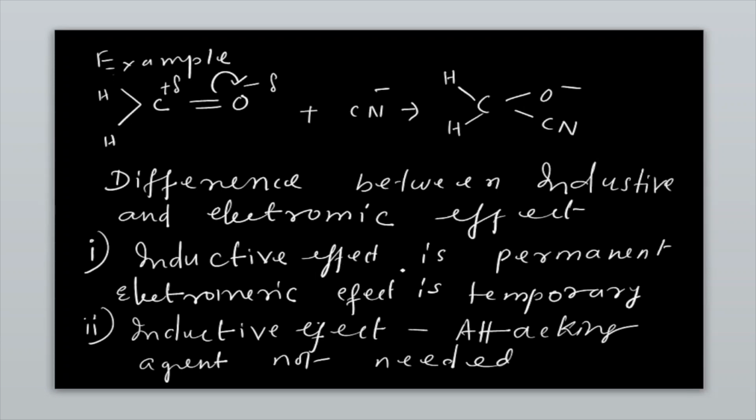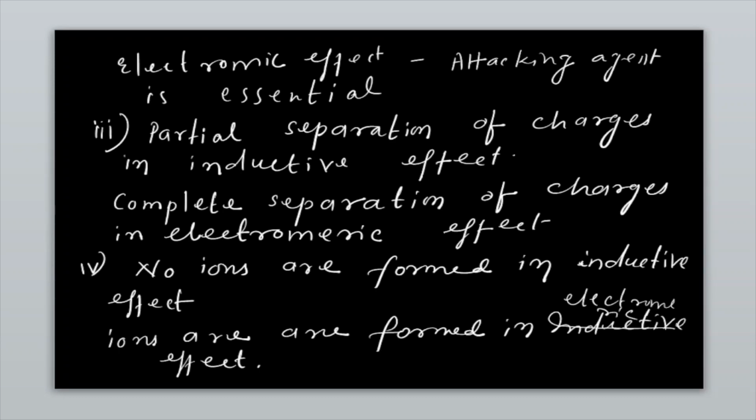Then what is the difference between inductive effect and electrometric effect? Inductive effect is a permanent one, whereas electrometric effect is not a permanent one. In inductive effect, an attacking reagent is not needed, but in electrometric effect there should be an attacking reagent, otherwise no reaction takes place. Where does polarization take place? Polarization takes place in electrometric effect.